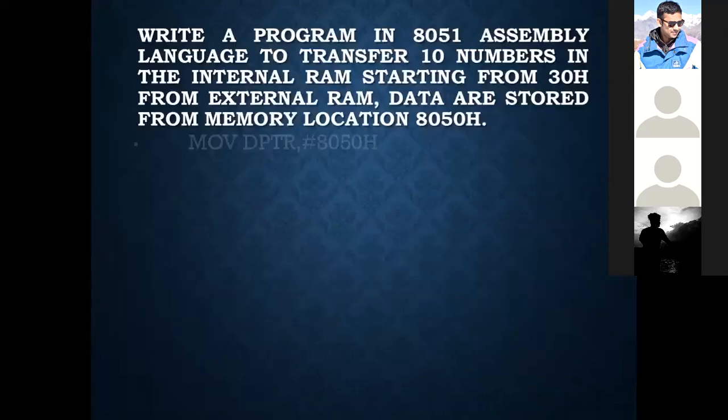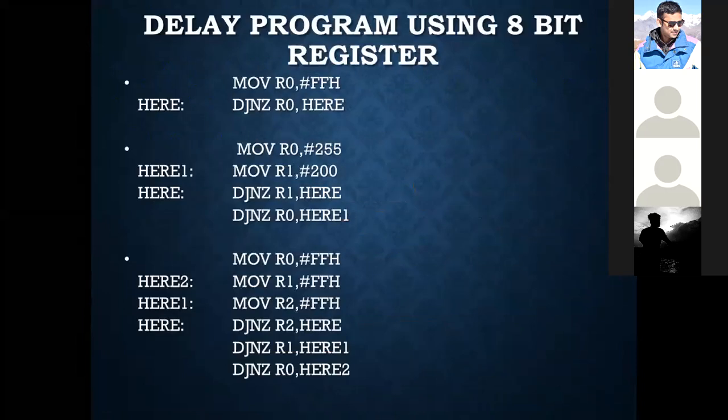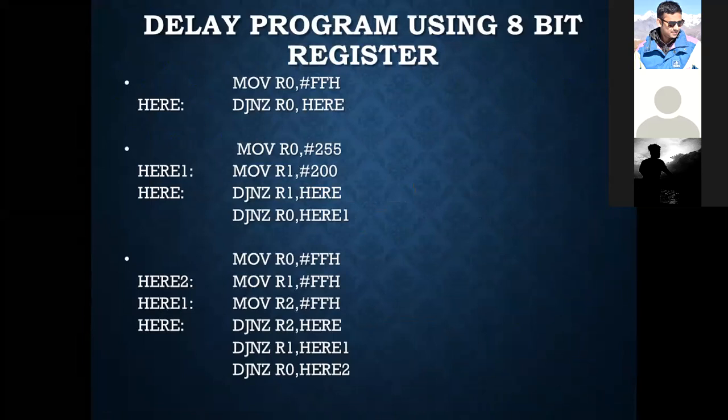Sir, repeat it. Just a minute. So I'm writing over here: MOV R0, #FFH and DJNZ R0, with the relative address. Here we will write the machine cycles. We will not take time for calculating this relative address. I know that you can calculate it. Machine cycle. So is this a 1 byte instruction or not?